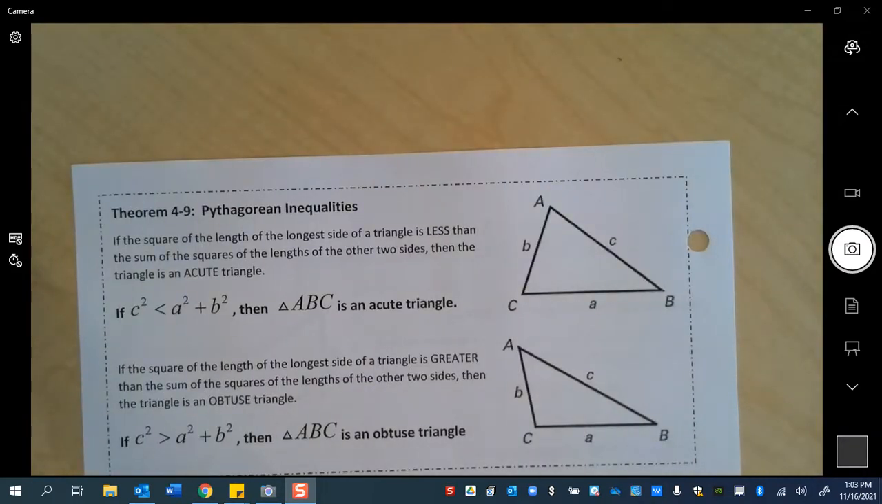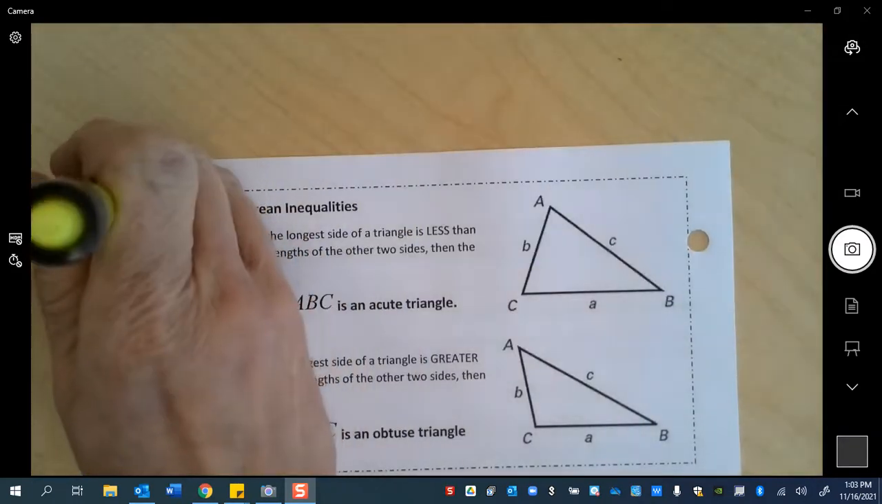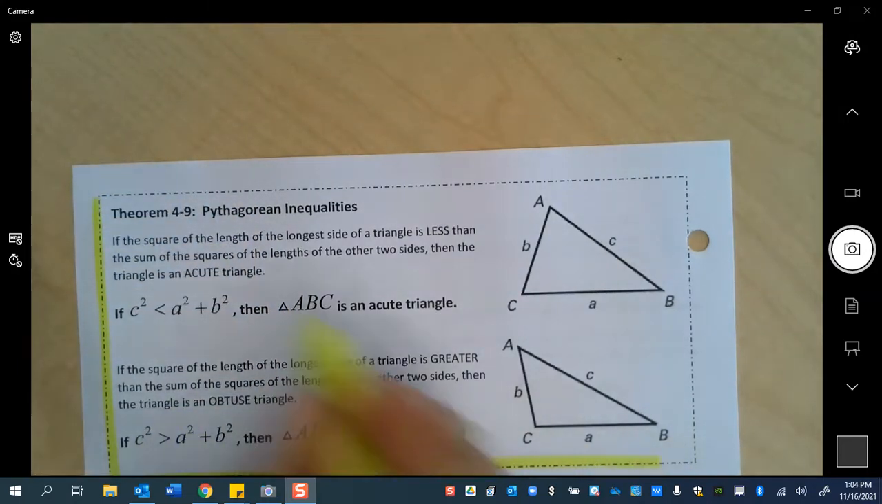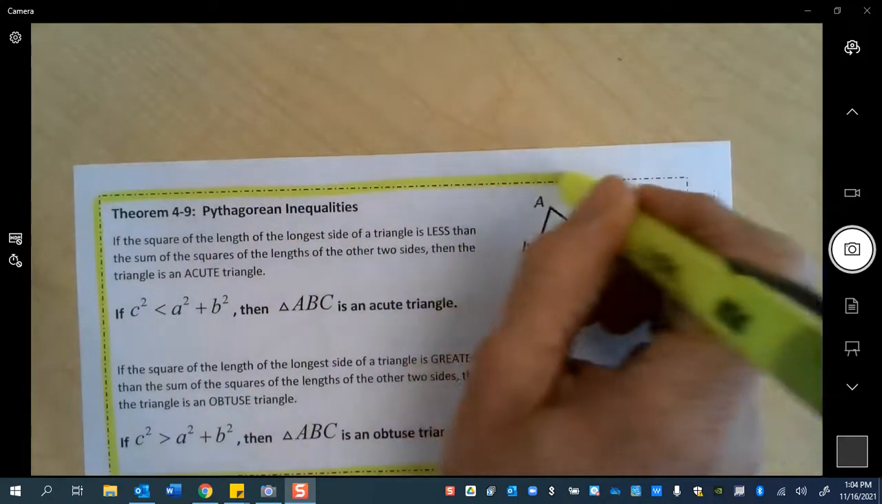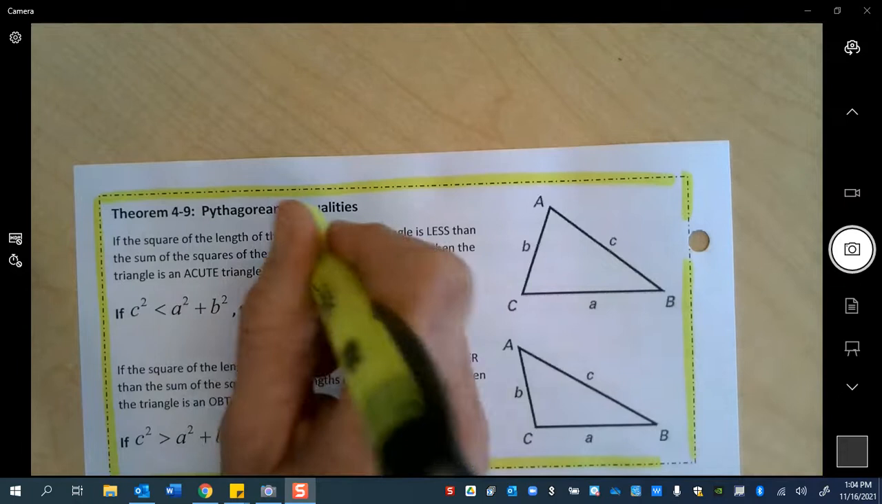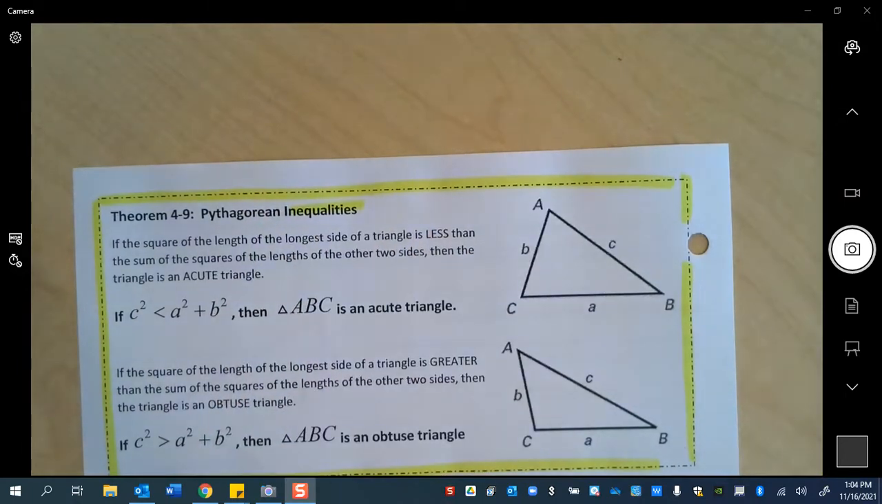All right, flip over to the back, because this is a part that's super cool that I love. Just like we talked about on our warm-up, it's nice to be able to look at triangle side lengths and know, hey, what kind of triangle is that? And we can talk about these Pythagorean inequalities.